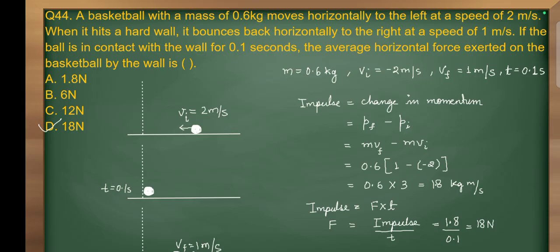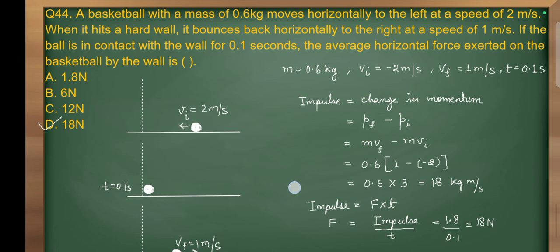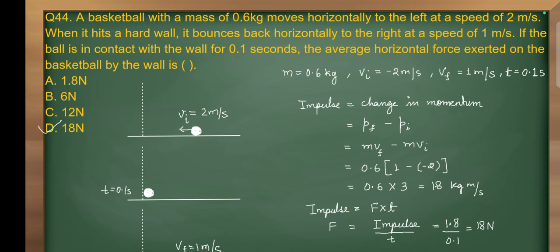If the ball is in contact with the wall for 0.1 second, the average horizontal force exerted on the basketball by the wall is. Here the mass of the ball is given as 0.6 kg, initial velocity of the ball is 2 meter per second, final velocity is 1 meter per second, and time is given as 0.1 second.